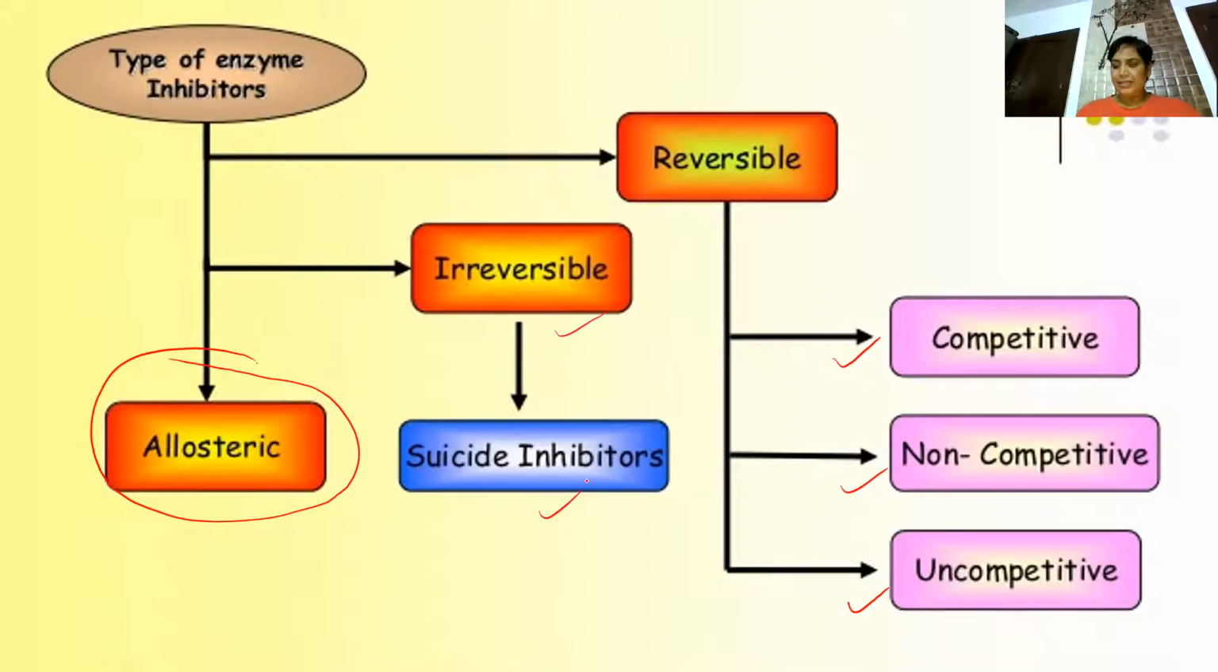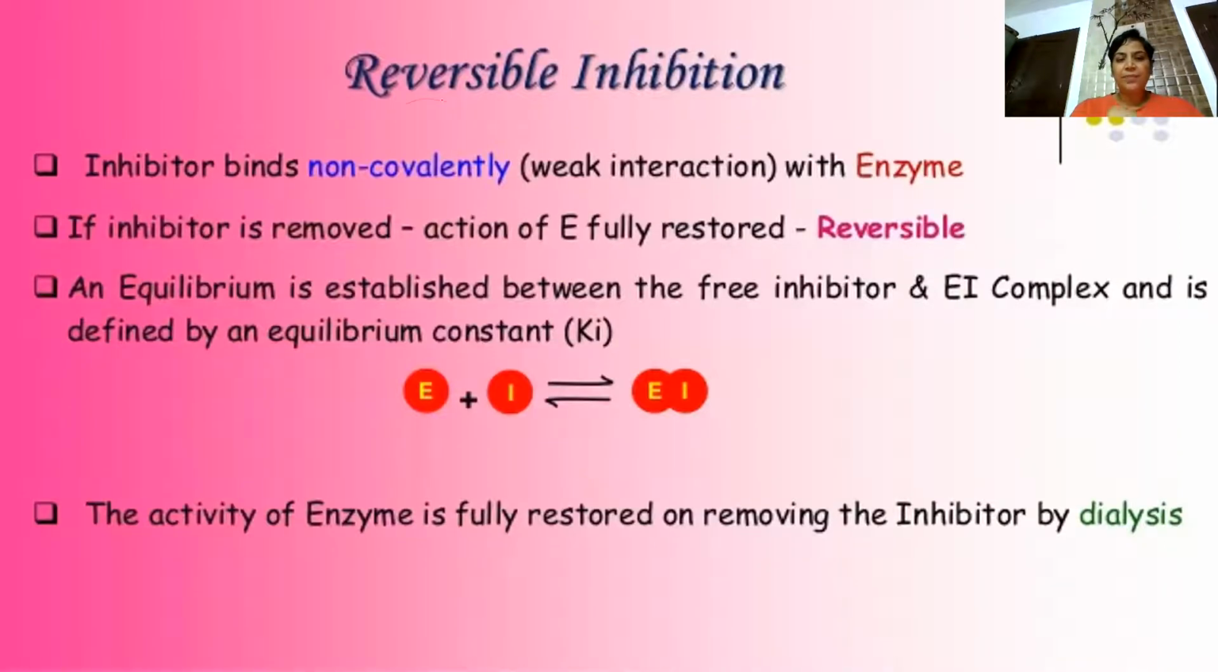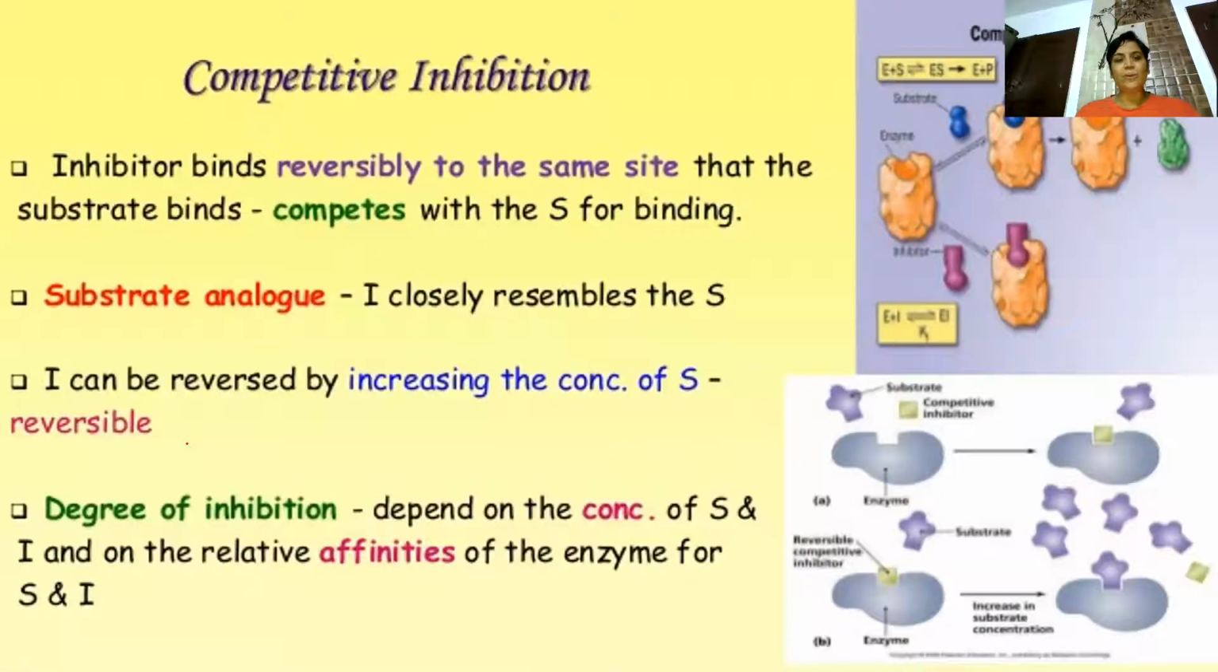Now, first of all, you should understand the term reversible. As it is clear, it can be reversed back, as the inhibitor binds non-covalently with the enzyme. If there is non-covalent binding, the inhibitor is automatically removed, so the action of the enzyme will be fully restored. An equilibrium is established between the free inhibitor and the enzyme complex, defined by an equilibrium constant. The main thing is that the activity of the enzyme can be fully restored. If we increase the concentration of the substrate also, the reaction can be reversed back. So first of all, we are going to discuss competitive inhibition.